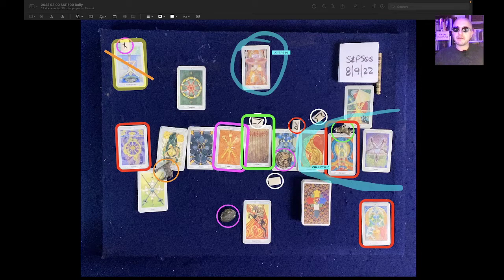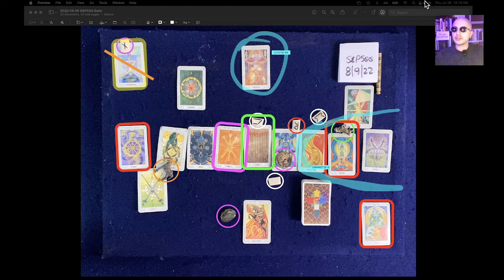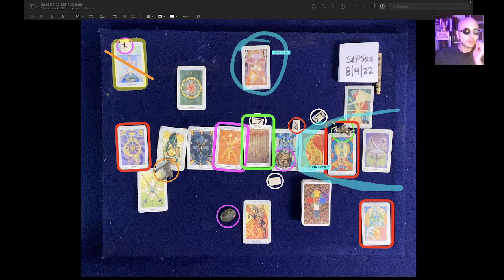This is the S&P 500 one-day reading for August 9th, 2022. It's currently July 28th, 2022, 10:19 p.m. Eastern Time. So the overall theme, interesting, we have a nullified theme card here.